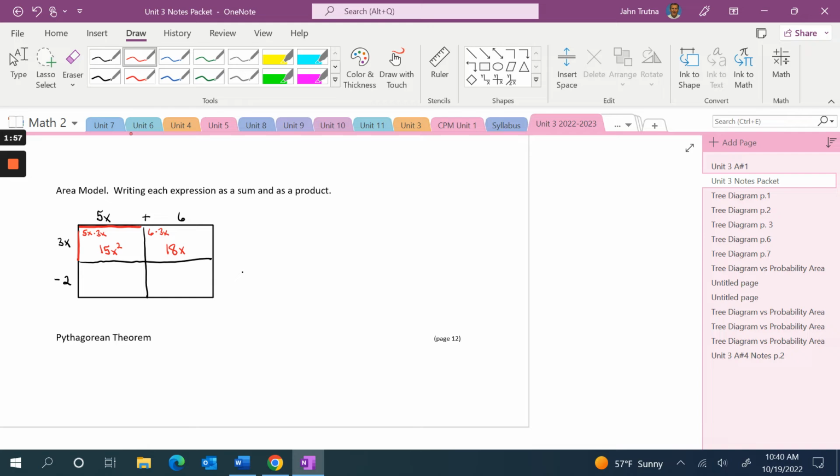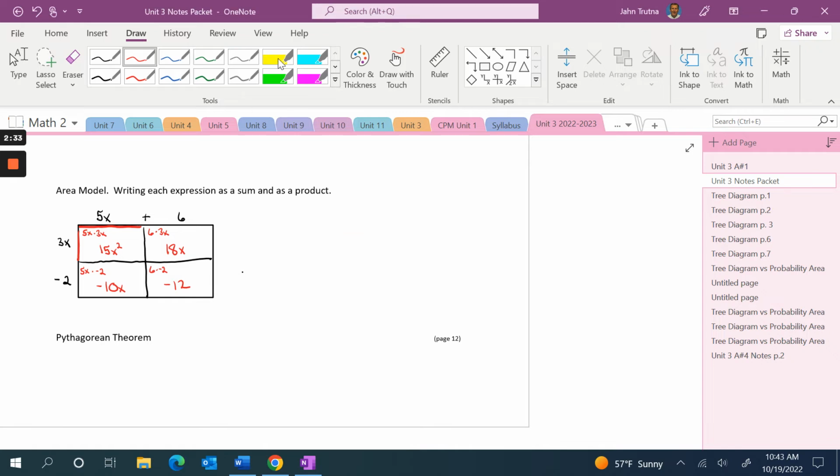That's 18x. To figure out what goes in the bottom left rectangle, we multiply the 5x with the negative 2. That is negative 10x. And then to get the bottom right rectangle, we multiply the positive 6 with the negative 2, and that gives me a result of negative 12. So this is our completion of our area model.